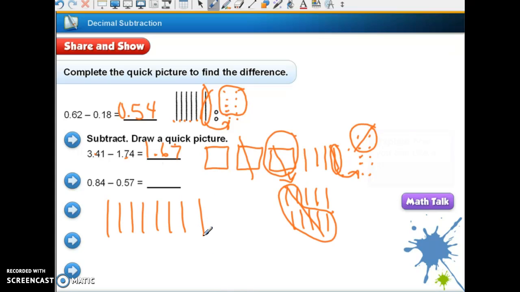So I'm going to start with 8 and then 4 hundredths. I need to subtract 57 hundredths. So I have a 4 and a 7. I can't take 7 away from 4. So I'm going to regroup and get me 10 more hundredths.